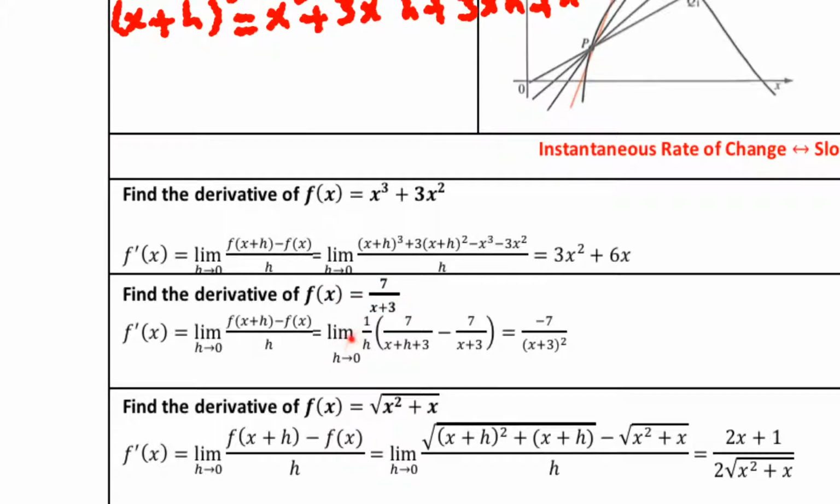Similarly, we can find the derivative of f of x equals 7 divided by x plus 3, which is the limit of f of x plus h minus f of x divided by h as h approaches 0. Instead of dividing by h, we multiply by 1 over h, take the common denominator, reduce it by h, replace h by 0, and we get the derivative equals negative 7 over (x plus 3)^2.